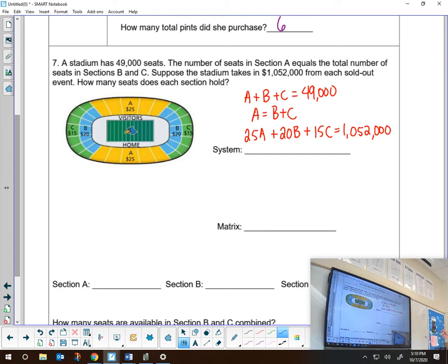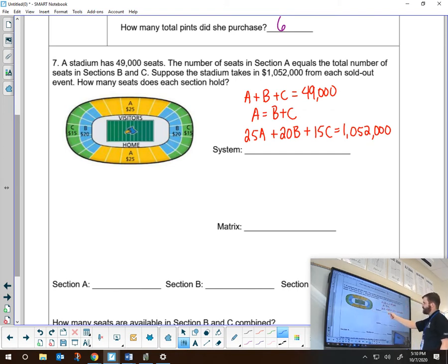So a stadium has 49,000 seats. The number of seats in section A equals, so 49,000 seats. So section A, B, and C all equal 49,000. Now it also says section A equals the total number of seats in B and C. So A equals B plus C because A is a lot bigger.